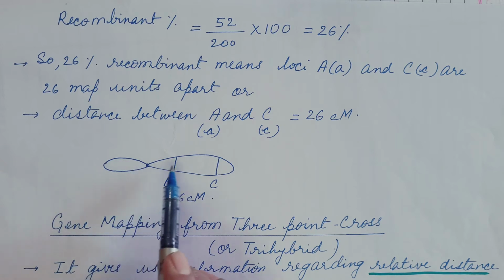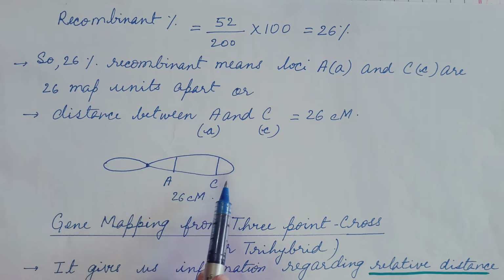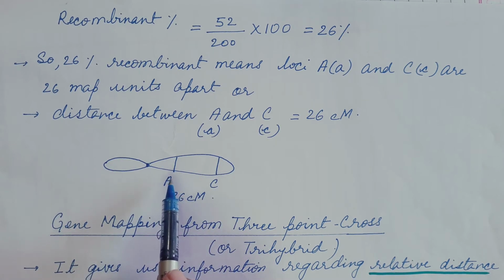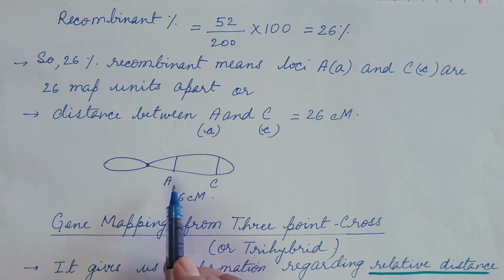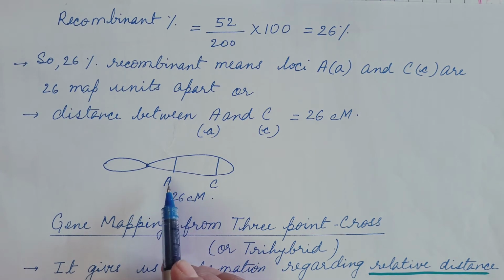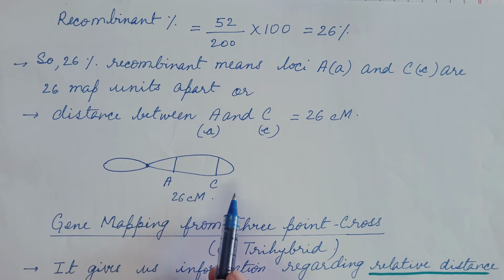So we can show it on the chromosome. This is gene A and C, and the distance between them is 26 centimorgan. In this way, we can do the gene mapping of two loci or two linked genes.